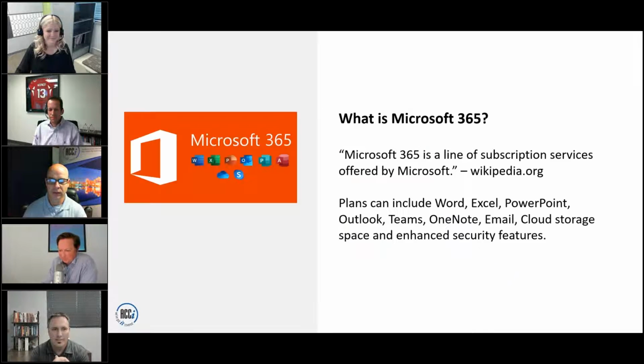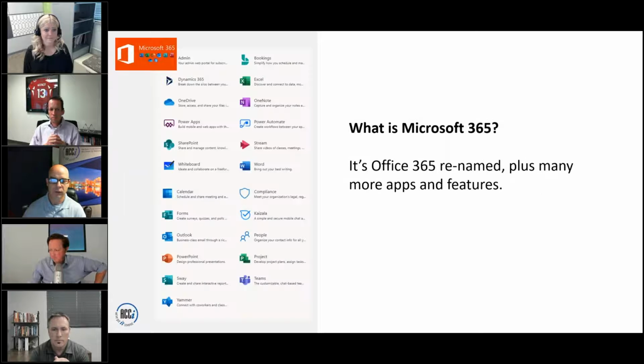A little more accurately, Wikipedia: Microsoft 365 is a line of subscription services offered by Microsoft. Okay, now we're getting a little more close. It includes Word, Excel, PowerPoint, Outlook, a tool called Microsoft Teams, which we'll tell more about in a moment, OneNote, email, cloud storage space, enhanced security features. So that's very helpful. You can see here on this list on the left-hand side of your screen, there's a wealth of tools that can be included in your Microsoft 365 subscription. Again, Microsoft 365 is Office 365 that's renamed.